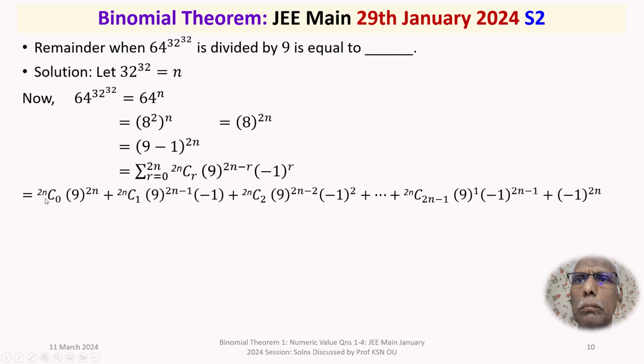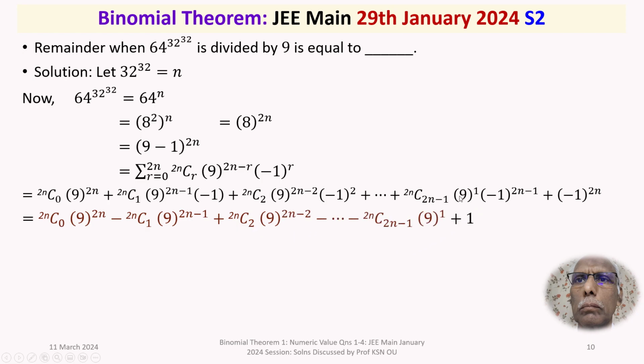Agreed. Now the first term stays as it is, the second term will be with a minus sign, right? The third one is plus, the next minus, and the last but one term is also minus, because minus 1 to the power of 2n minus 1 is minus 1, because 2n minus 1 is odd. So 2n C 2n minus 1 into 9 to the power of 1 plus 1. Minus 1 to the power of 2n, 2n is even, therefore minus 1 to the power of even is plus 1. Now we have written down this one in the brick red color.